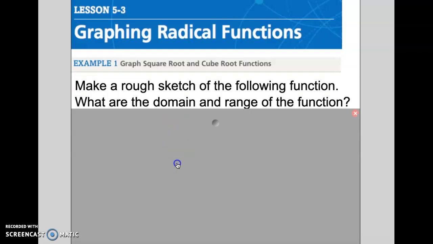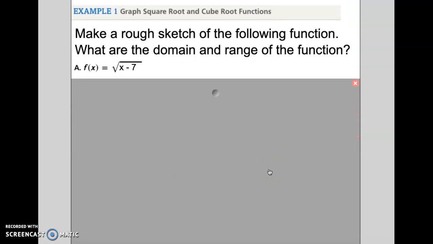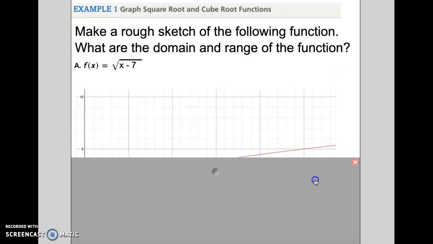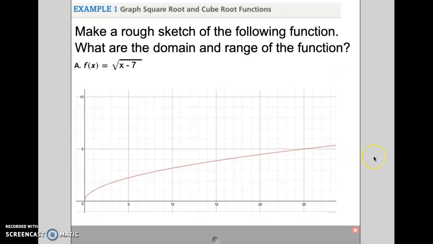So the first thing that we're going to do here is make sure that we can graph square root and cube root functions and talk about their domain and ranges. So hopefully when you did the intro activity last lesson, you discovered that when we are graphing a square root function, this is the square root of x minus 7, it gives us this right wing shaped graph, and that's how I refer to it, just right wing. The square root gives us just this right wing shape of a graph.